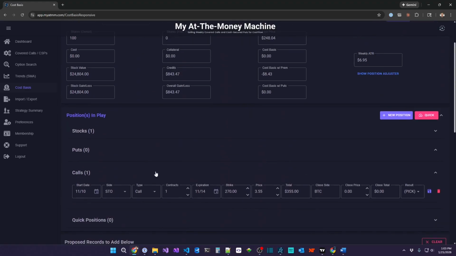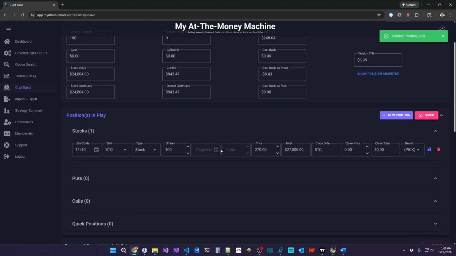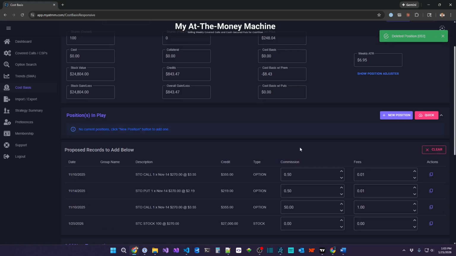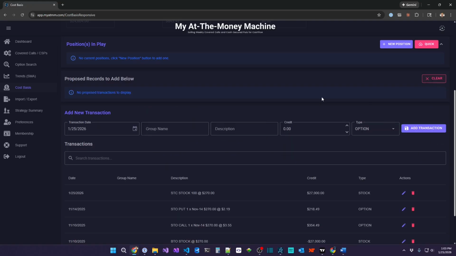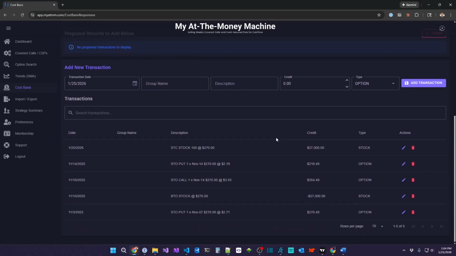What we do need to do is come up here, go ahead and delete the call because we're done with that. And we can go ahead and delete this one because we no longer have the shares. All right. And we go ahead and clear that. This just clears off the proposed records. It's just a way to clean up the board.